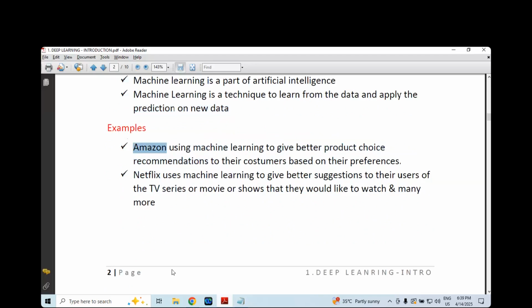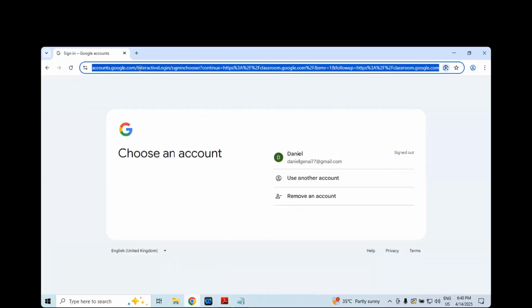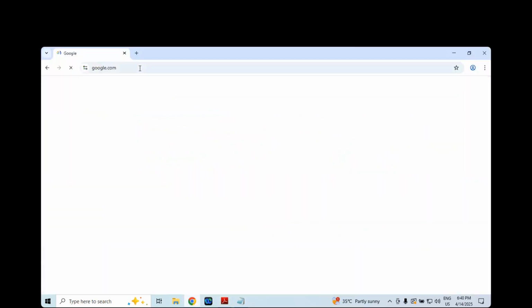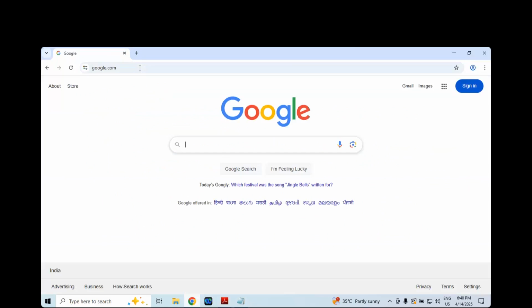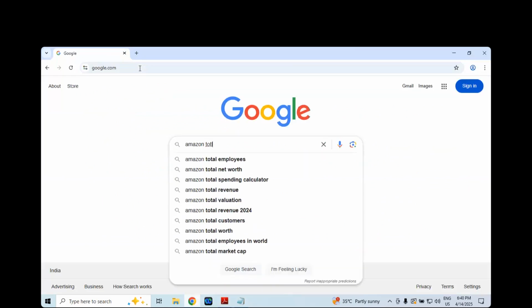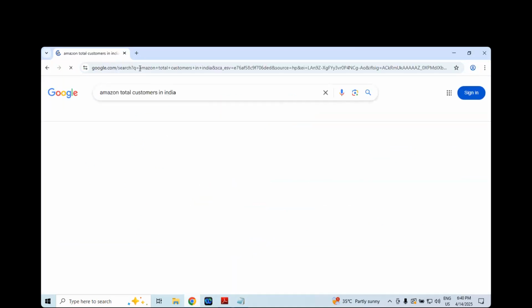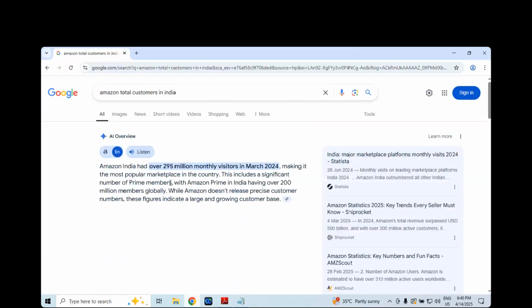Now let me show you, go to Google. Amazon total customers, I wanted to know. Worldwide. Can we try India first? Amazon India has 295 million monthly visitors. This is monthly visitors, but I want active customers.